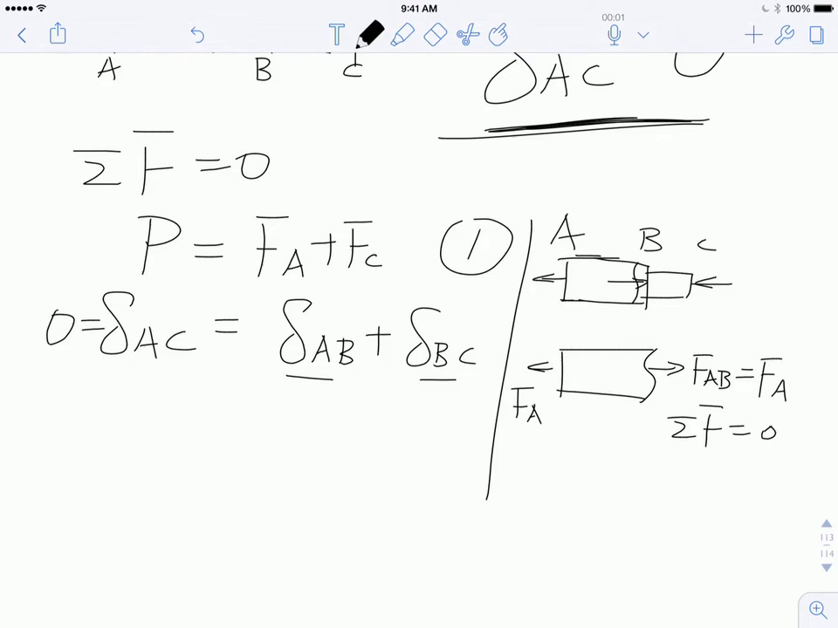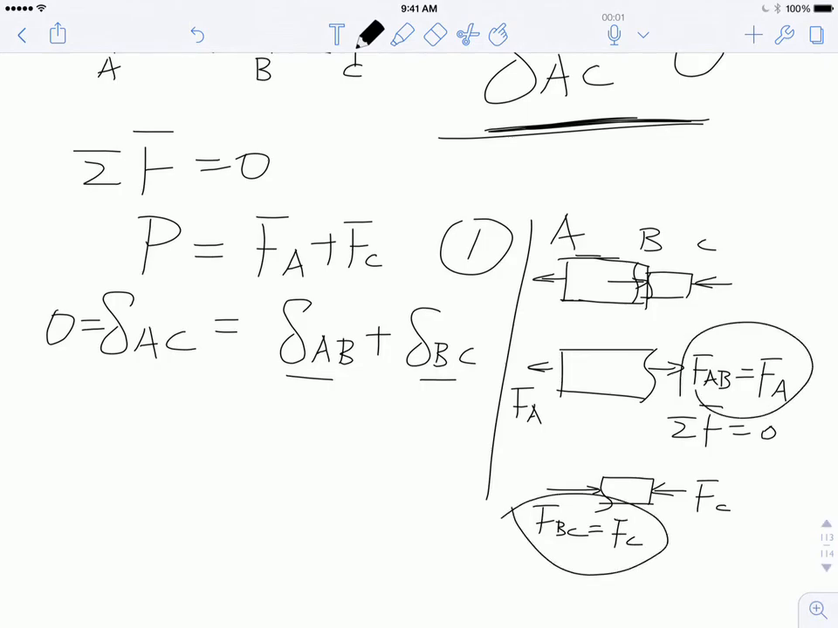For the section BC, you do the same thing. You can cut right here, very close to the interface. This is my force FC, and I have to have another force FBC, and FBC has to equal what? You guessed it again, FC. Same magnitude, different direction. So another internal force right here. So the problem should be easy.